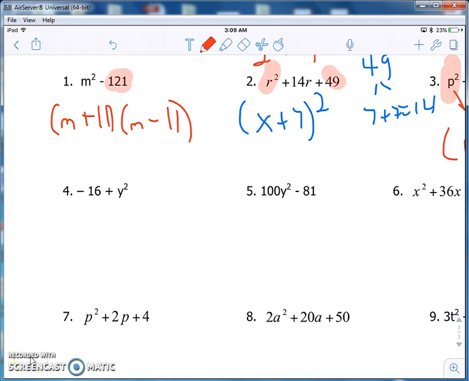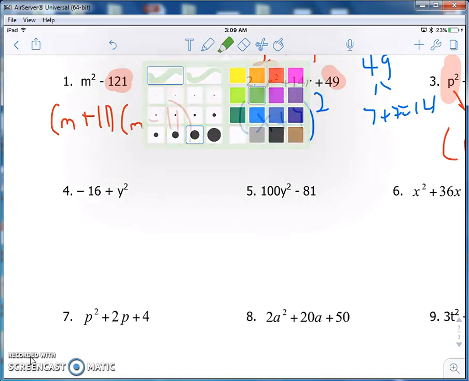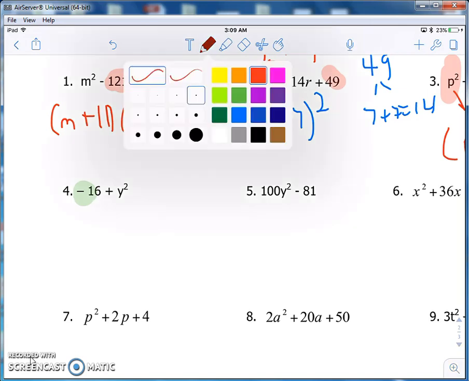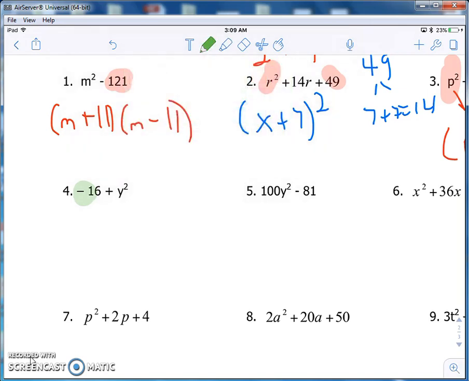Alright, we're back. As soon as you start to get the hang of these, I strongly recommend that you pause and work out the problem and then check it with me. So I'll continue doing these. What we notice on 4 is that the subtraction is first. So I like these to be in standard form. So I'm going to write the y squared first. Since the 16 is negative, I write it as subtraction. This is a difference of squares, which gives me y plus 4 and y minus 4.